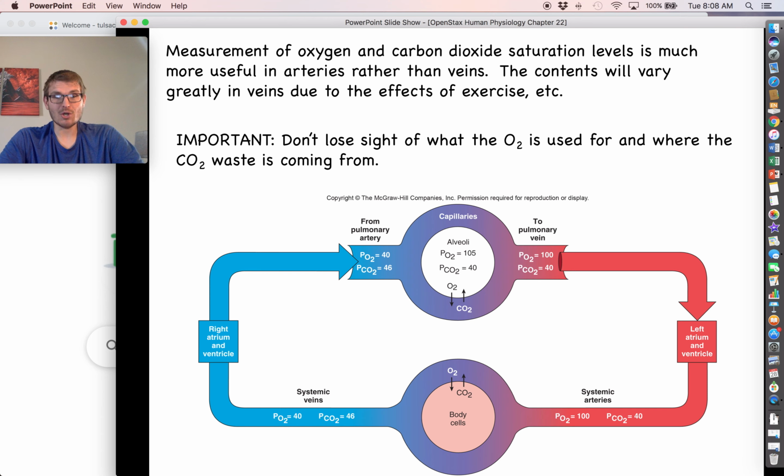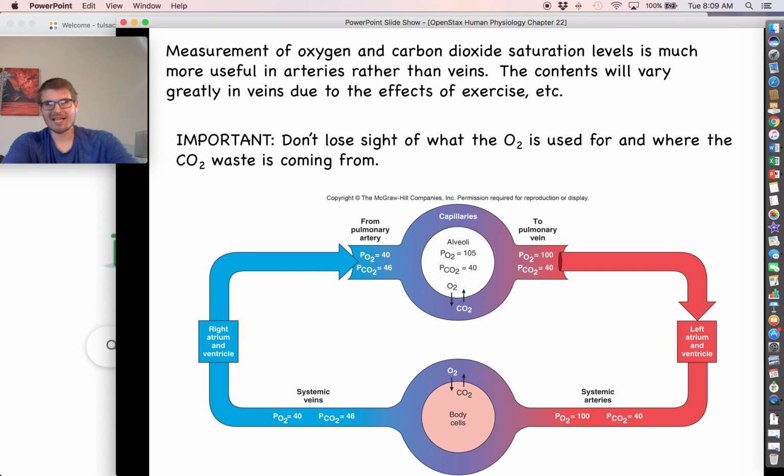So in terms of measuring oxygen and carbon dioxide levels in the blood, the best and most consistent way to measure this is to get it out of arteries rather than out of veins. There's a lot of fluctuation if you're getting it out of veins, especially if you're dealing with something like exercise, because certain tissues are going to have produced an especially large amount of carbon dioxide and used up an especially large amount of oxygen. So really the best place to get these measurements is out of arterial blood before we have actually delivered these things to heavily metabolizing tissues.